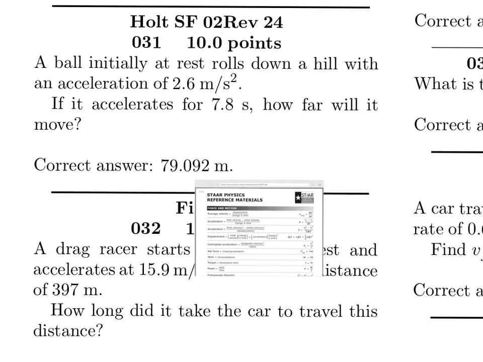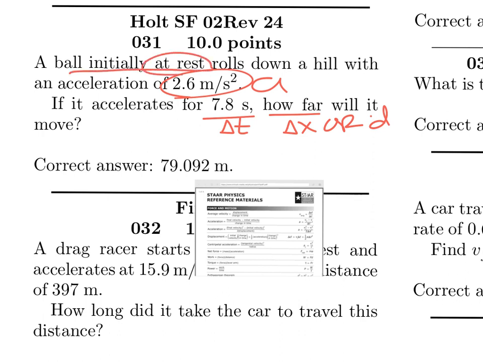Okay, ball rolls down a hill with an acceleration of blah, blah, blah. So that's my A. Accelerates for that. That's my change in t. How far is a displacement, change in x? Will it move? Okay, so remember the other symbol for that is that, right? It's initially at rest, so that's my secret given right there. We practiced these earlier in the year.